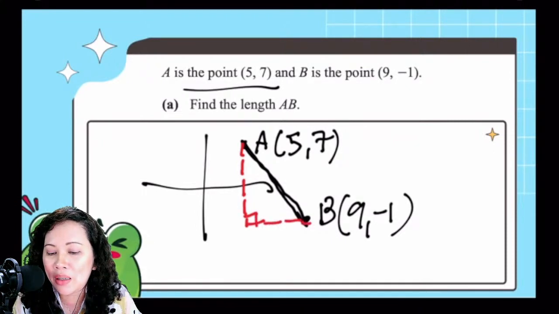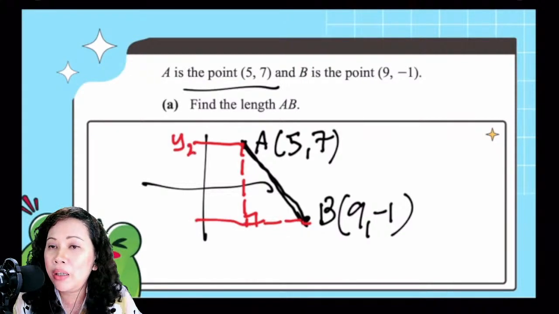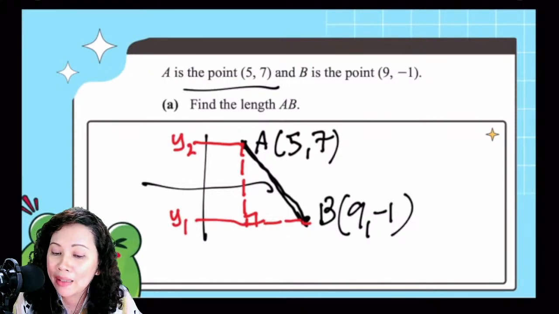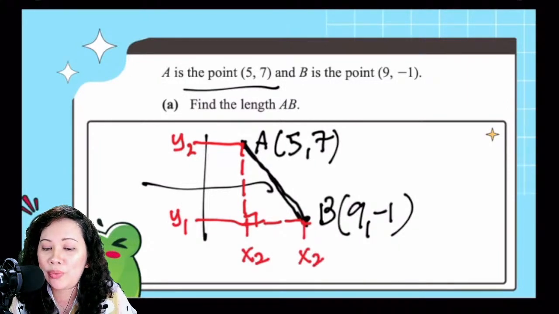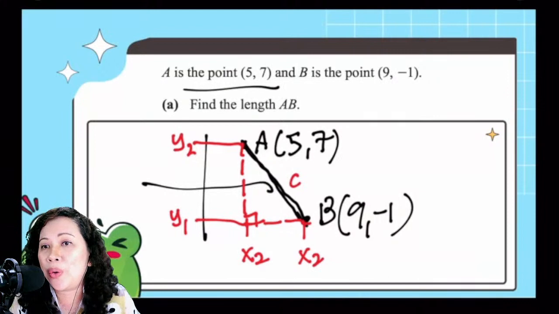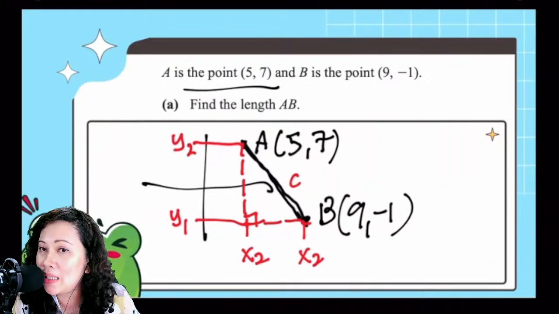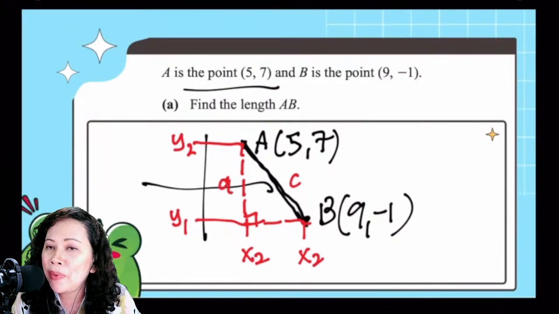So the distance of your y, y2 minus y1, and then the distance of your x, x2 minus x1, that actually would solve for your slope or your c. So the distance of y2 and y1 is your a, the distance of x2 and x1 will be your b. So we go back to a squared plus b squared equals c squared.